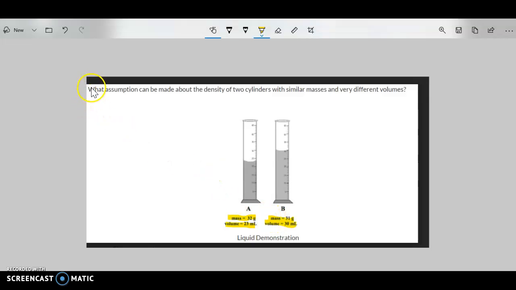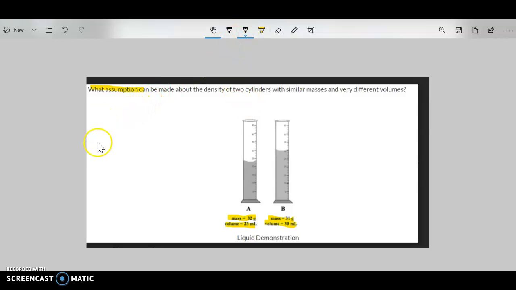But it asks you what assumption can be made, and that's pretty much asking you to make a prediction. So you need to make a prediction. We see that the masses are close to being the same, but the volumes are very different. So what does this tell you about the density? What would you assume? Would you assume the densities would be the same, similar, or very different? Do you assume A maybe would have more density or B would have more density? So make your prediction, your assumption.